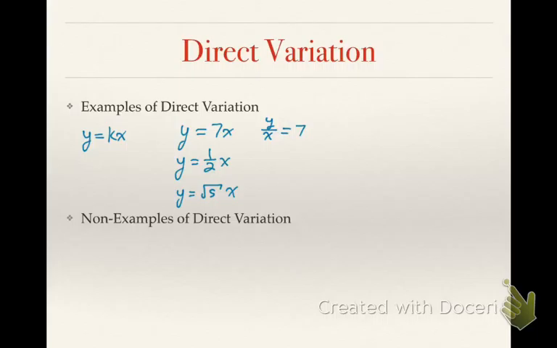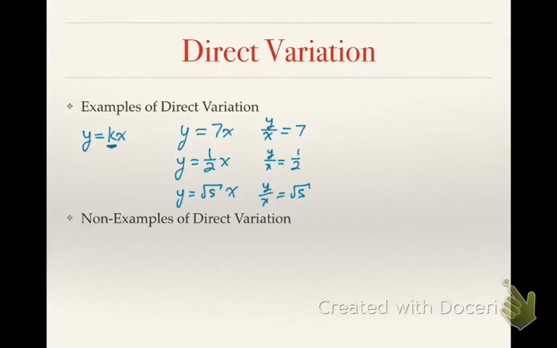Meaning if you take the output value divided by the input value, you're always going to have a value of 7. Y divided by x gives you a value of 1/2. Y divided by x gives you a value of radical 5. So it doesn't have to be integers or fractions, it could be irrational, as long as it's some number times x.